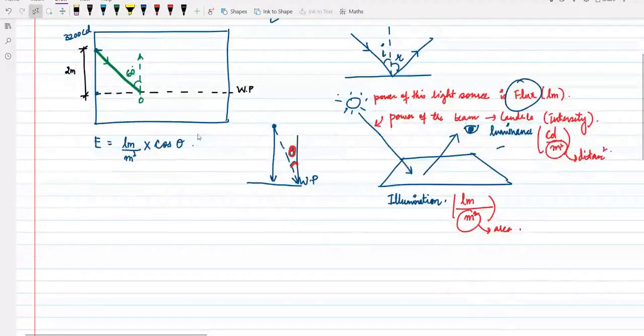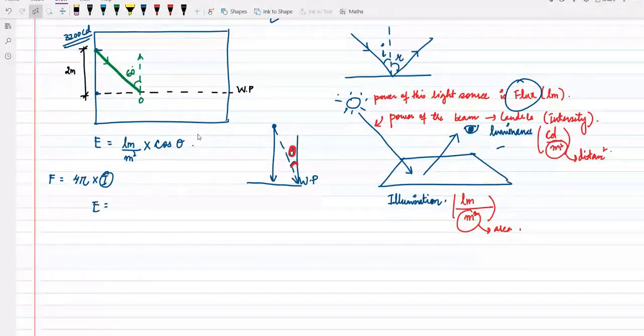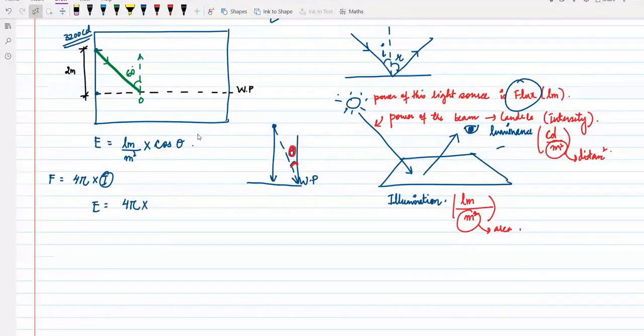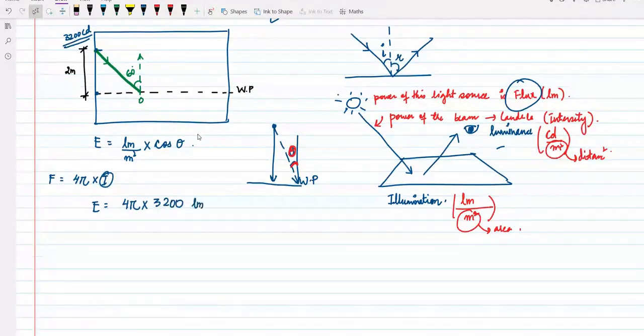In the question, we have the intensity. How do you convert the intensity into lumens or flux? The formula is F equals 4 pi into I, where I is the intensity. We have the intensity and we need flux, lumens. So E equals 4 pi into 3200, which is lumen divided by meter square.